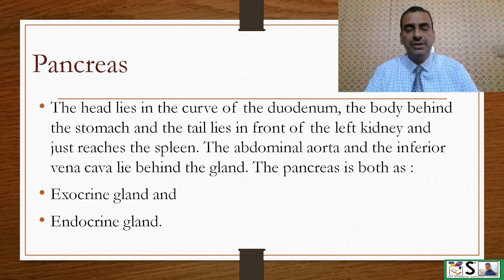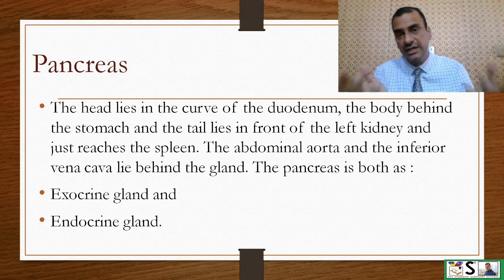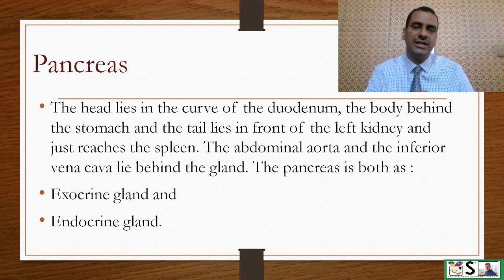The body lies behind the stomach and tail lies in front of the left kidney and just reaches to the spleen. The abdominal aorta and inferior vena cava lie behind the gland. The pancreas is both an exocrine gland as well as an endocrine gland. Means it acts as an endocrine gland as well as an exocrine gland.